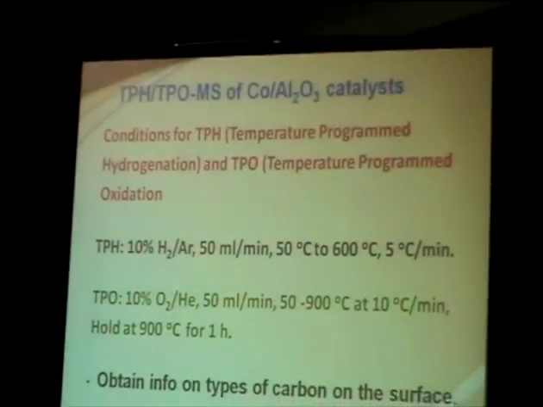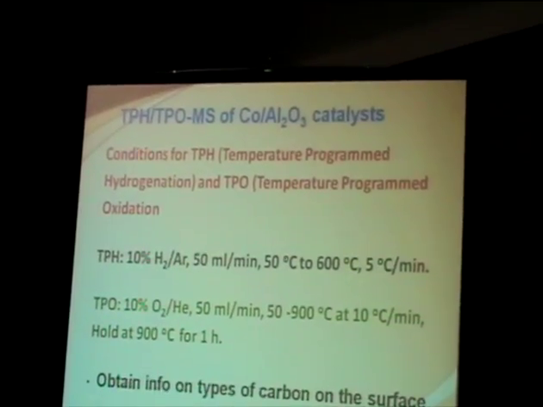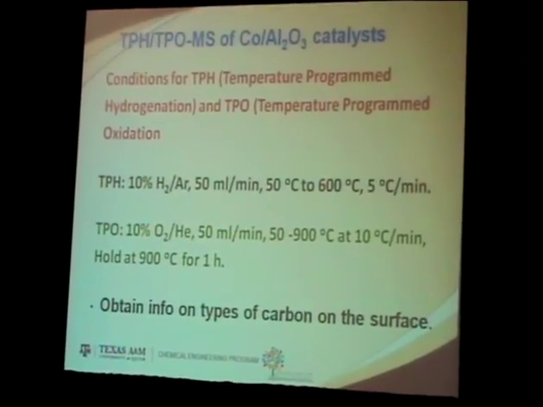Then we characterize what type of carbons we may have on the surface by doing temperature program hydrogenation, followed by temperature program oxidation. We first see what we can remove with hydrogen up to 600, and then we repeat that, go to higher temperatures and hold at 900 for 1 hour.